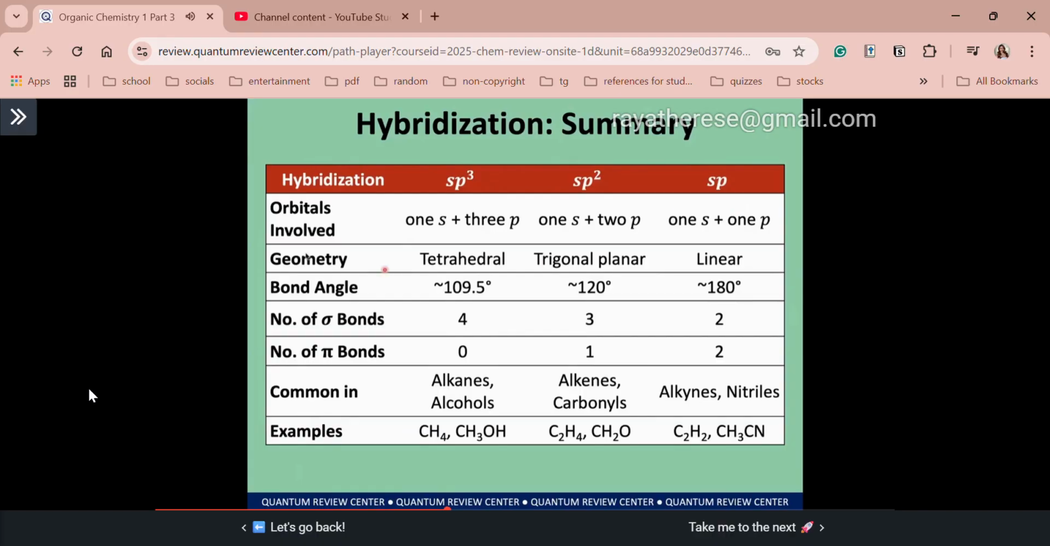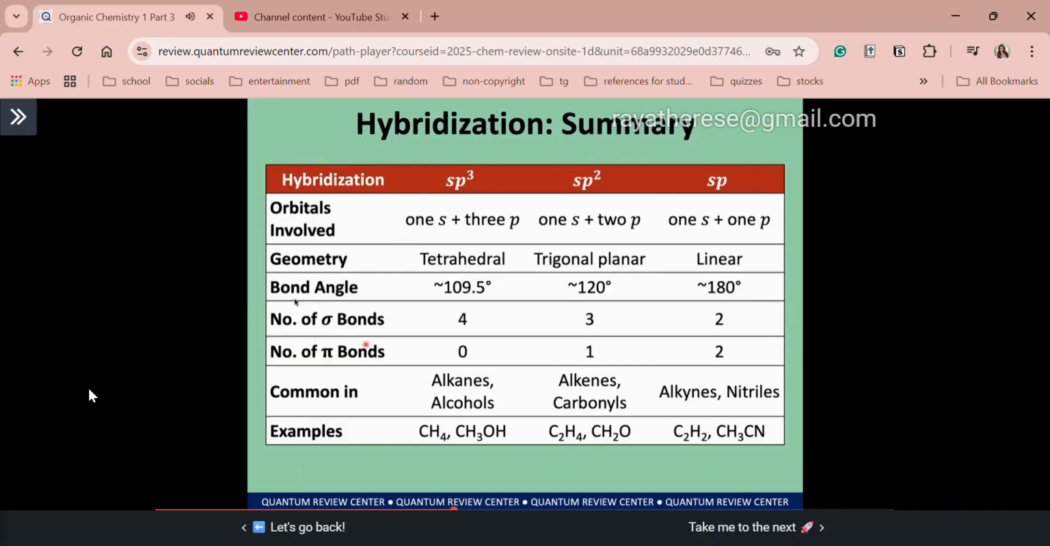Please remember it. For geometry and bond angle, we discussed this on our previous slides. So please remember this because annually, this appears in your board exam. And in the boards, that's really just a straightforward question. You will be asked only about the molecular geometry of specific types of hybridization. But now, let's proceed with our number of sigma bonds.